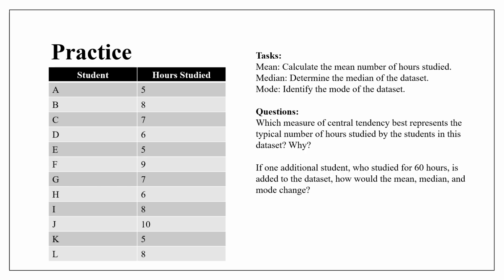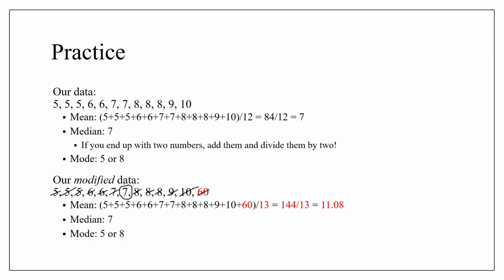So go ahead and do that using these observations that you see here, and then go ahead and repeat the same task, but then add one more observation, which is going to be a student who says they study 60 hours. So again, make sure you pause here a little bit and then calculate the mean, median, and mode with this original data set, and then again with adding this additional observation.